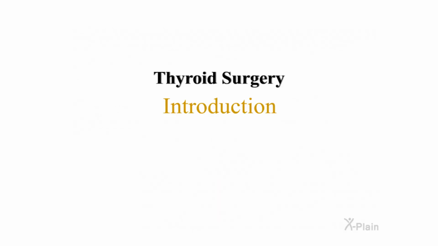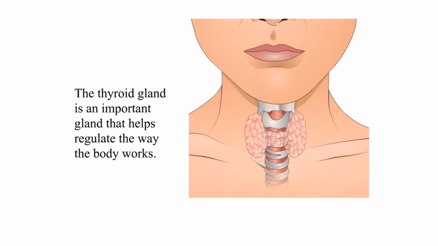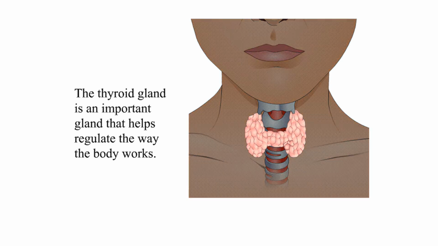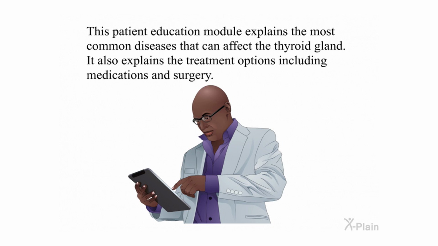Thyroid surgery. Introduction. The thyroid gland is an important gland that helps regulate the way the body works. Different diseases can affect the thyroid gland. These diseases are common and affect many people. Most of these diseases are easy to treat. This patient education module explains the most common diseases that can affect the thyroid gland. It also explains the treatment options, including medications and surgery.